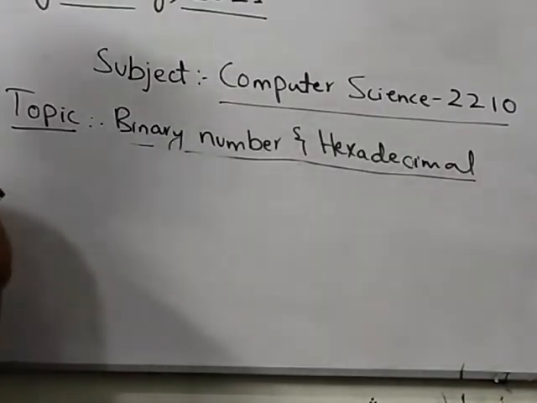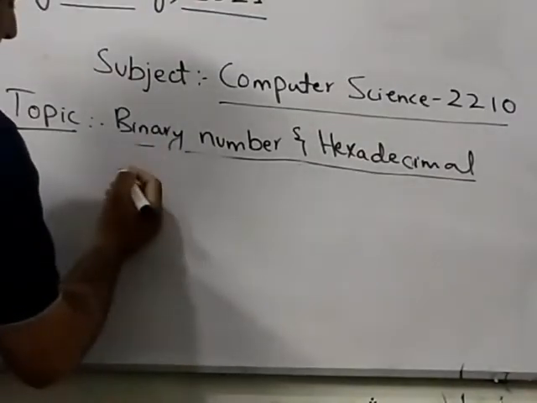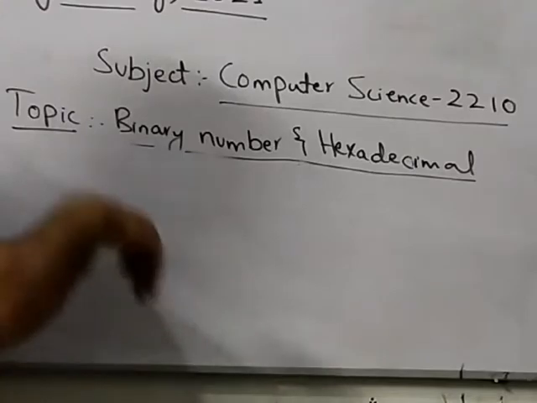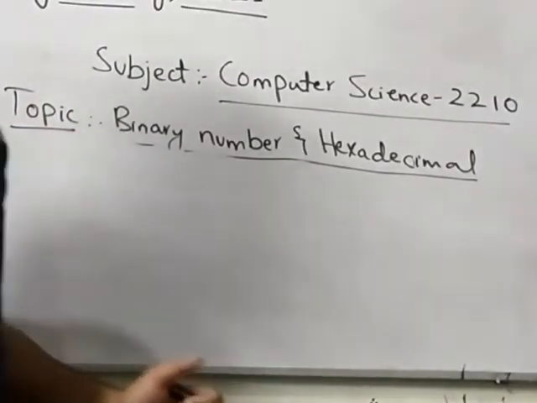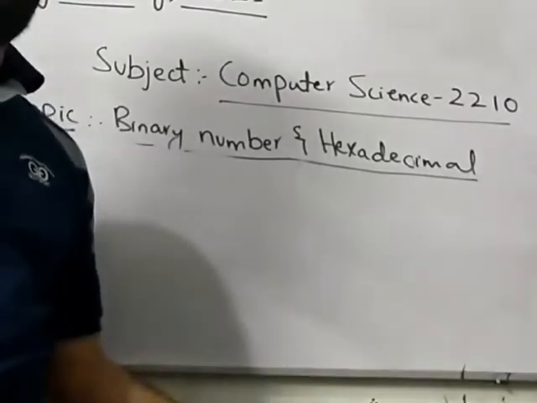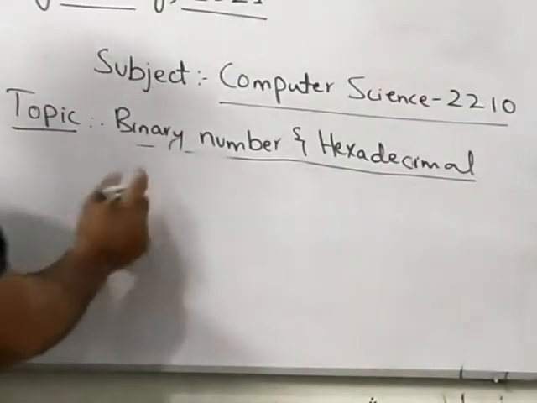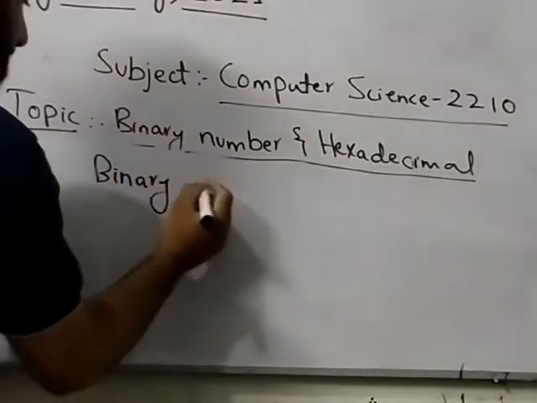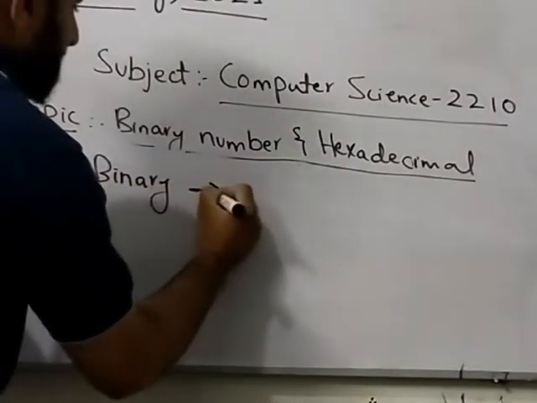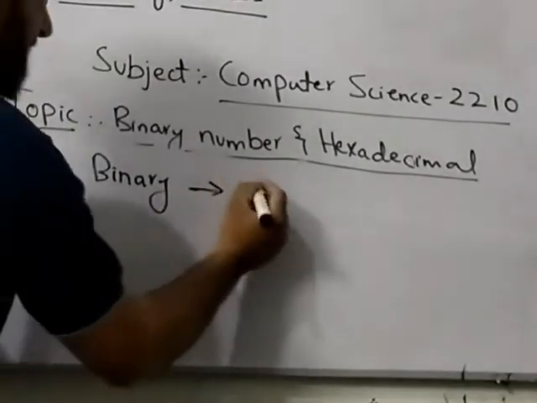Okay, first of all, let me show you what binary number is. Binary number is a base 2 number, denary number is a base 10 number, and hexadecimal means it's a base 16 number. So let me show you over here. First of all, let me write here binary. Binary number is what? Bi means 2. So we will write over here 2.